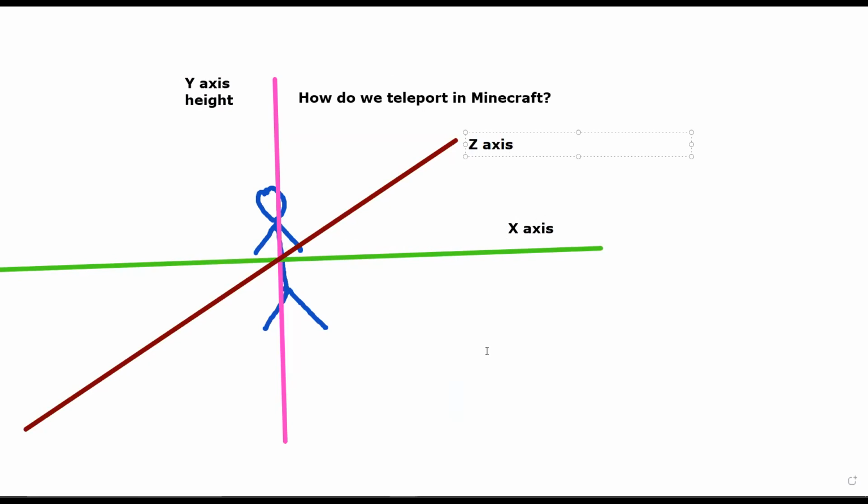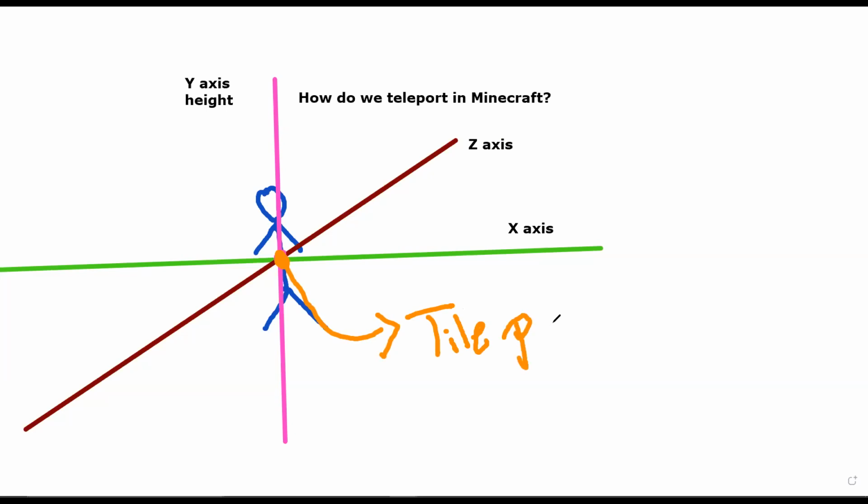Cool. Now these three axes, when they all meet at one point, for example, they are all meeting up over here in the center. This position is called the position of the player, or you can say the tile position.